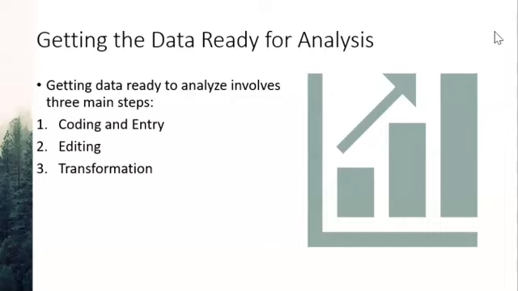The next step, once you have your data organized, is to analyze the data to obtain answers to your research questions. However, before you can actually perform the analysis, you need to make sure that your data is accurate, complete, and suitable to answer your research question. To do this, you can follow 3 main steps: coding and entry, editing, and transformation. In this video, we're going to talk about coding and entry of your data.